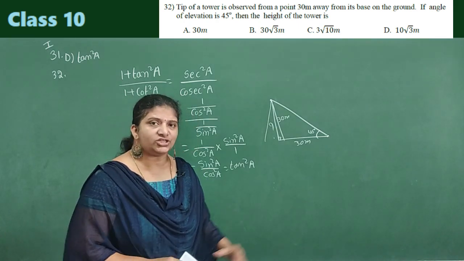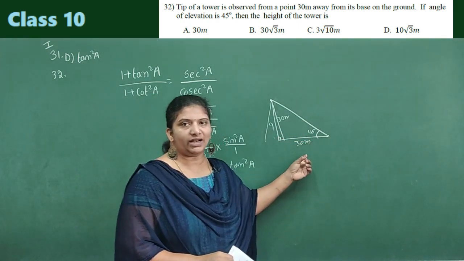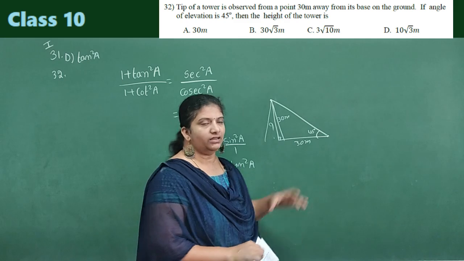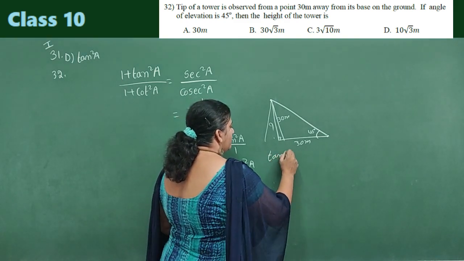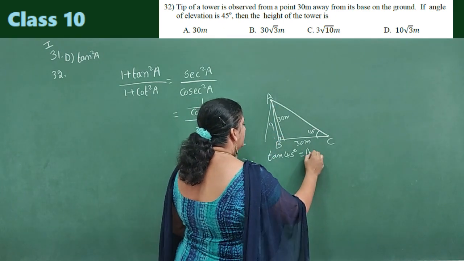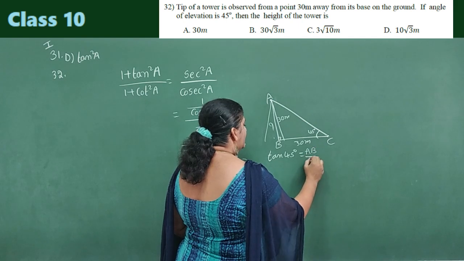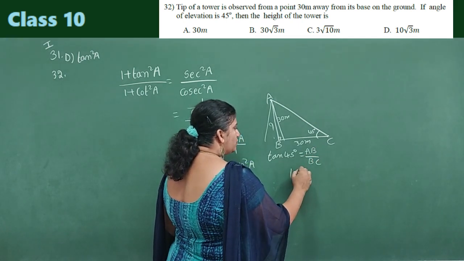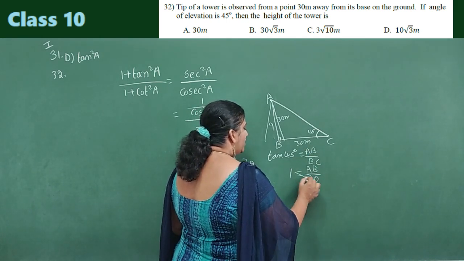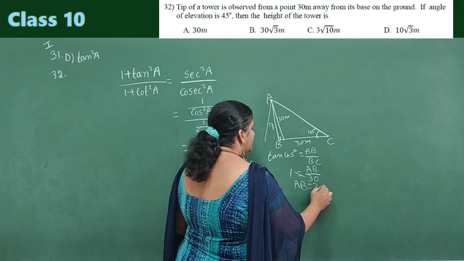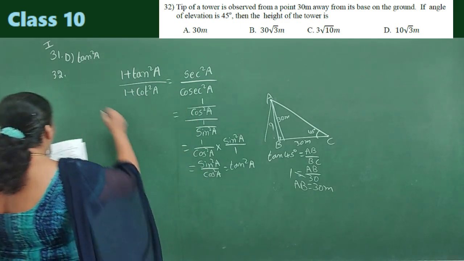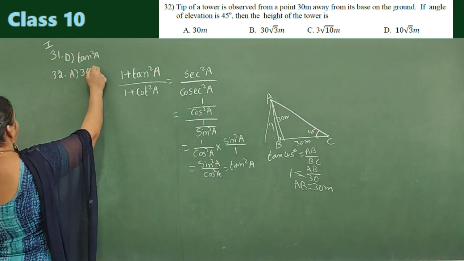Or you can apply the ratio tan 45 degree is equal to opposite by adjacent. Opposite you don't know. Adjacent is 30. That is, tan 45 degree is equal to AB, which is the tower, opposite AB by adjacent BC. Tan 45 value is 1. AB by BC, value is 30. Cross multiply. AB is equal to 30 meters. Check for the answer. Your answer is option A, 30 meters.